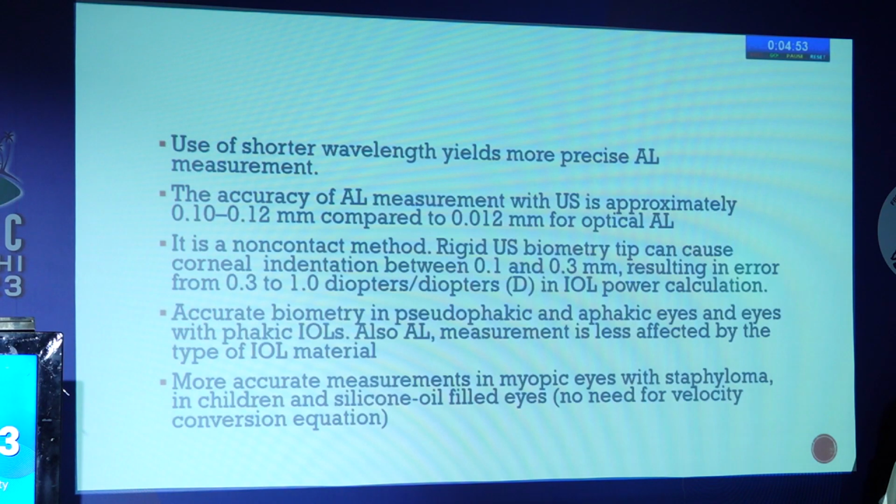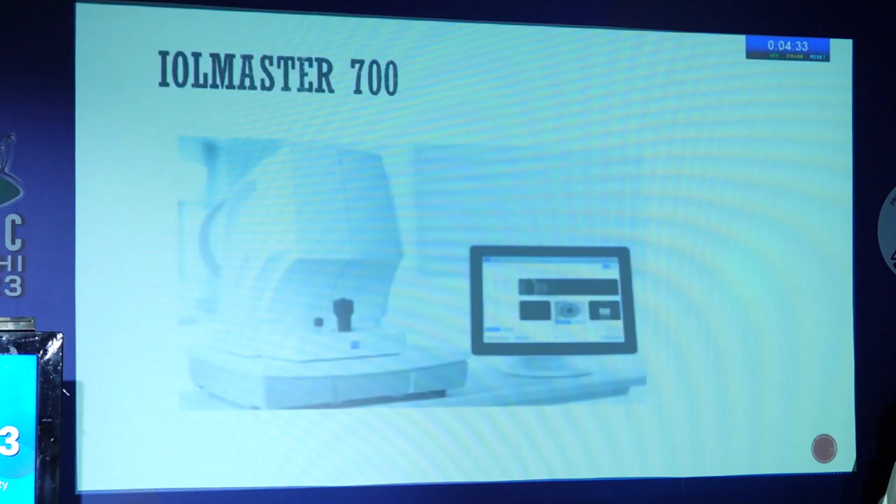Accurate biometry in pseudophakic and aphakic eyes and eyes with phakic IOLs. Also, the axial length measurement is less affected by the type of IOL material. More accurate measurements in myopic eyes with staphyloma, in children, and in silicone oil-filled eyes. There is no need for a velocity conversion equation in such kinds of patients.